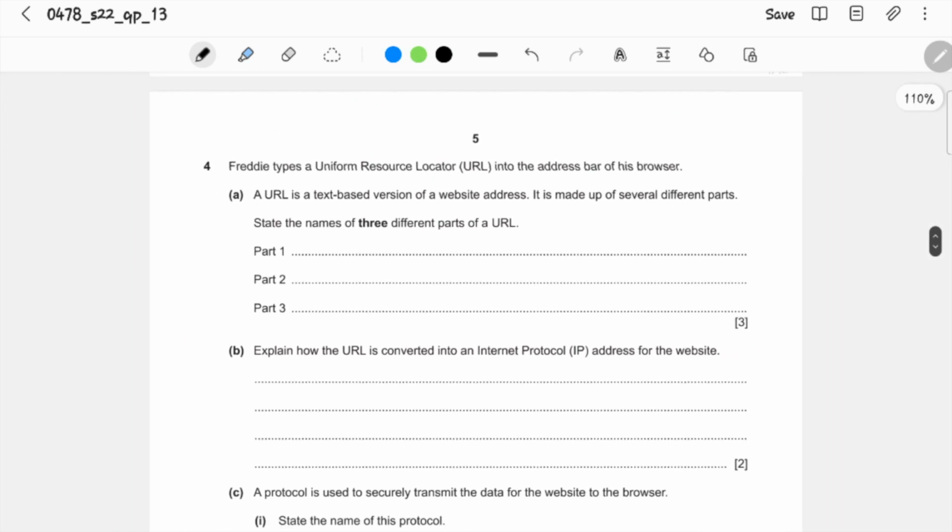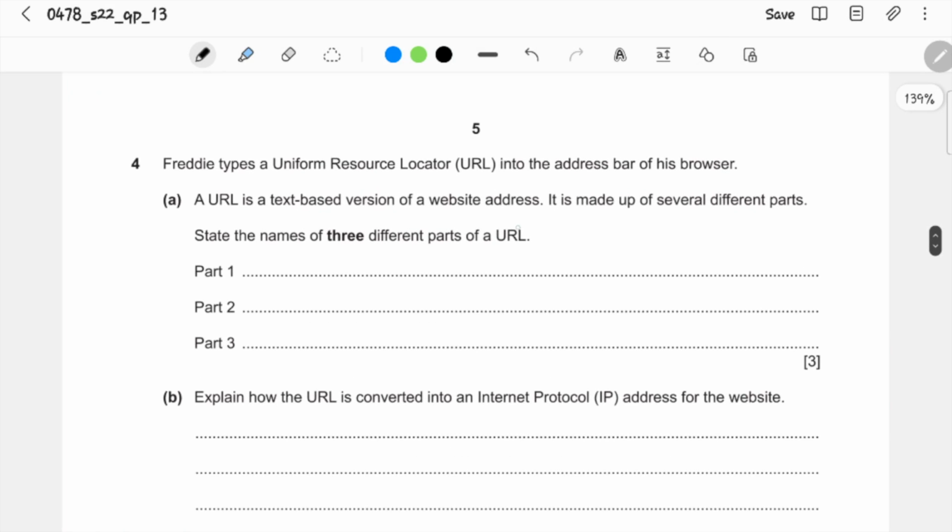Okay, number 4, URL. Just read this part. The rest are usually irrelevant. If you can't find the answer, then you start reading this. That is what I usually tell everybody.